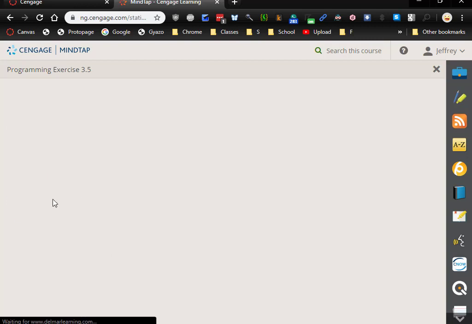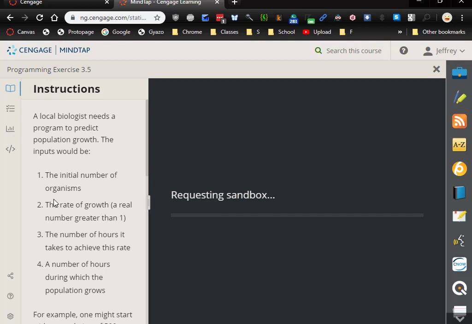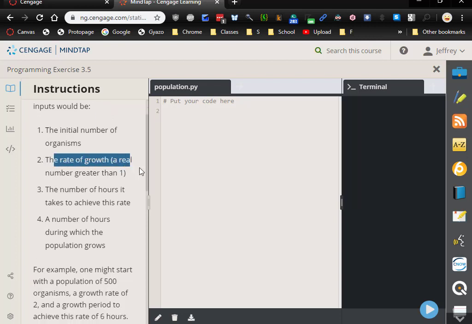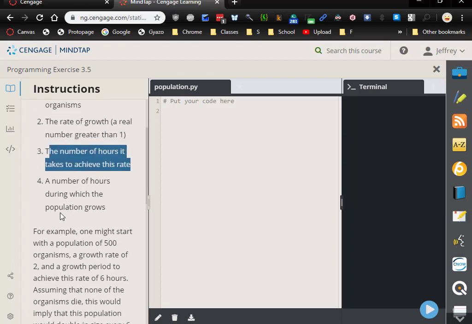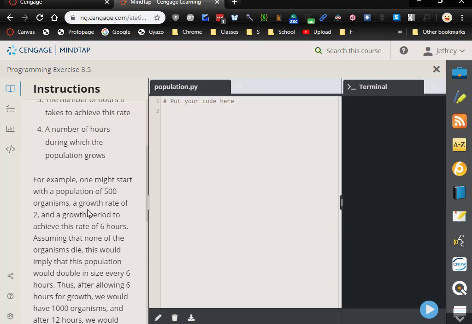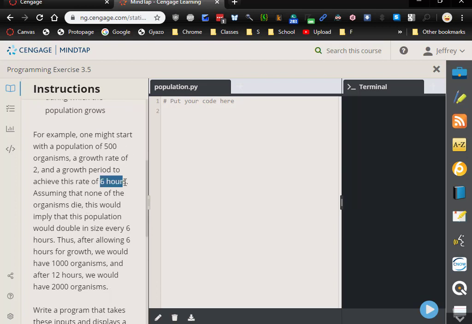So looking at 3.5. A local biologist needs a program to predict the population growth. We need the initial number of organisms, the rate of growth, the number of hours it takes to achieve this rate, and the number of hours during which the population grows. So, if you start off at 500 organisms and a growth rate of 2 in 6 hours, assuming that none of the organisms die, the population should double in size every 6 hours. That's what they're saying. It takes a growth rate of 6 hours to double.